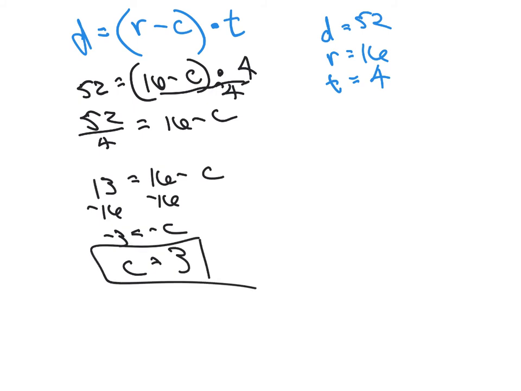Now there's a couple different ways you could do it. You could have distributed the 4, but that would be more work than it's worth. So speed of the current is 3 miles an hour. So if the boat is going 16, when it's going upstream, it's going to only be 13 miles an hour because the current is slowing it down by 3 miles an hour.